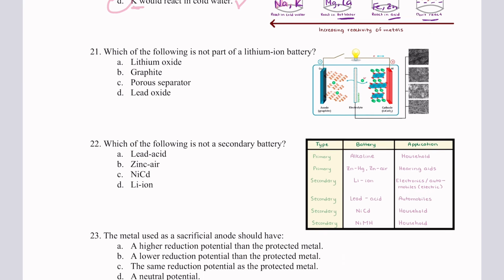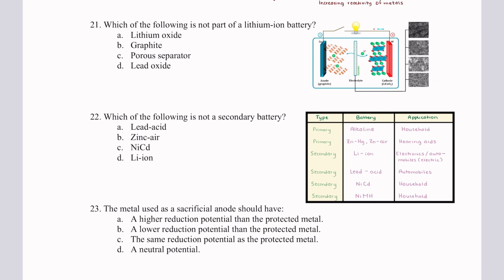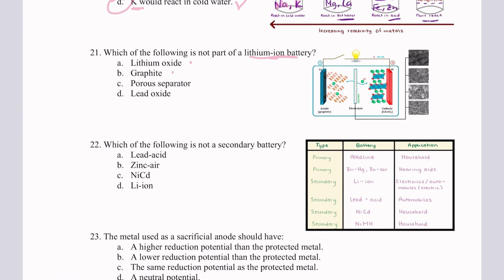Question 21 says, which of the following is not part of a lithium-ion battery? We have lithium oxide, graphite, porous separator, and lead oxide. In a lithium-ion battery, the anode is typically made of graphite. The cathode is usually made from a lithium-containing metal oxide, such as lithium cobalt oxide or lithium iron phosphate.